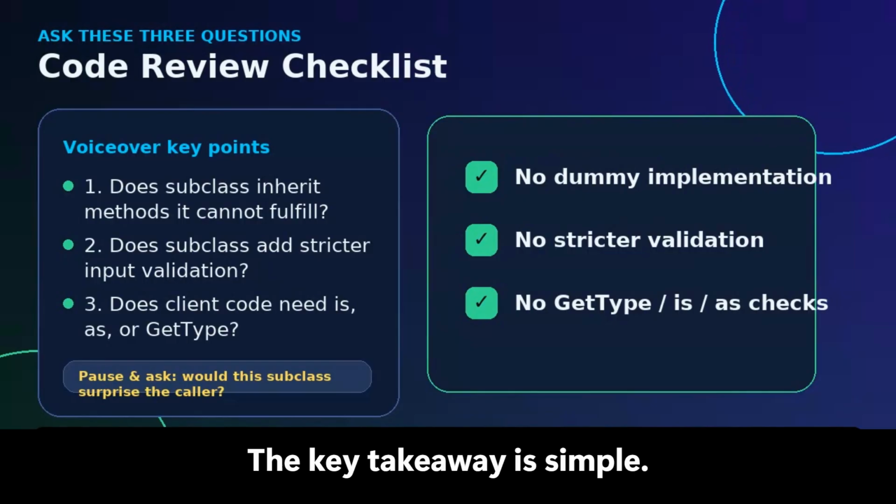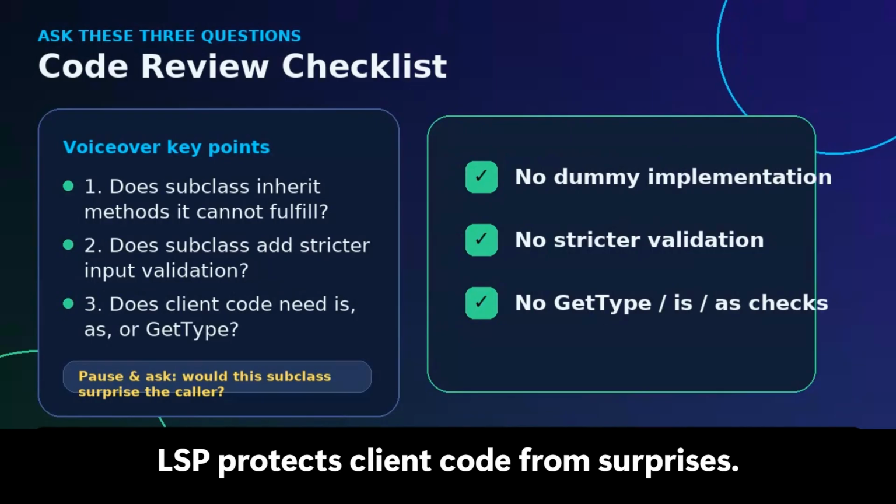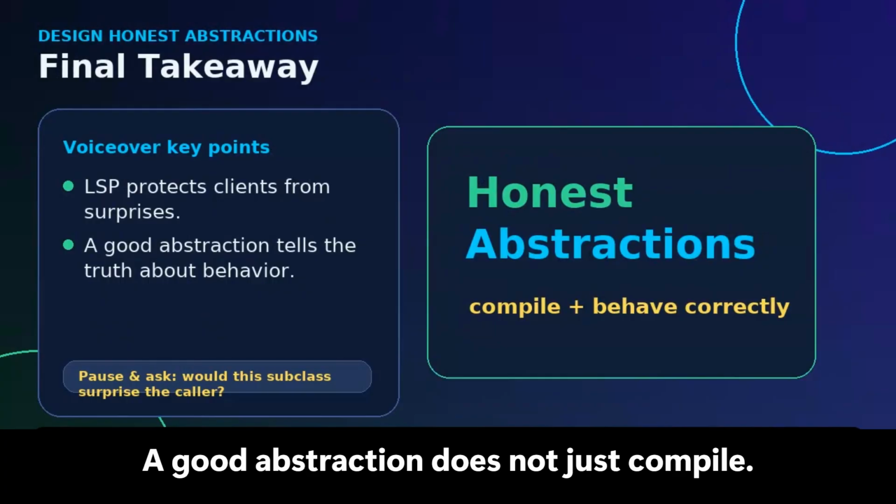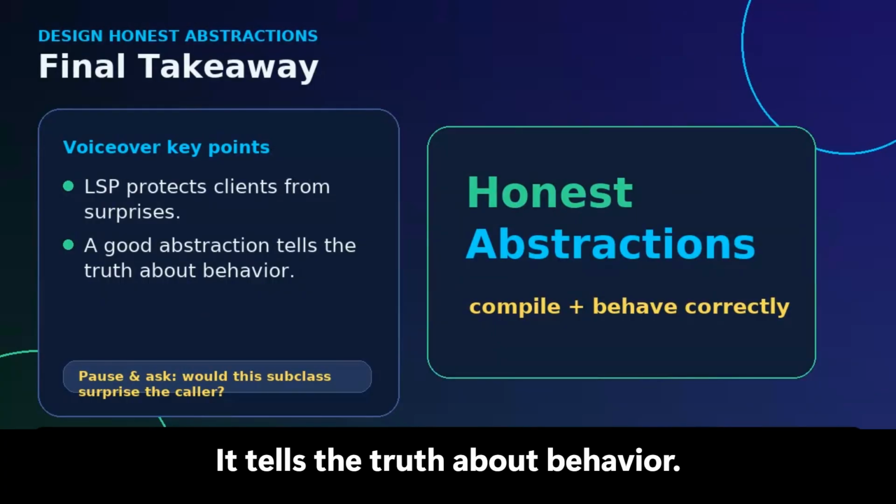The key takeaway is simple. LSP protects client code from surprises. A good abstraction does not just compile. It tells the truth about behavior.